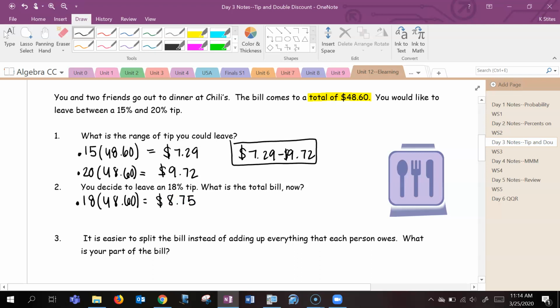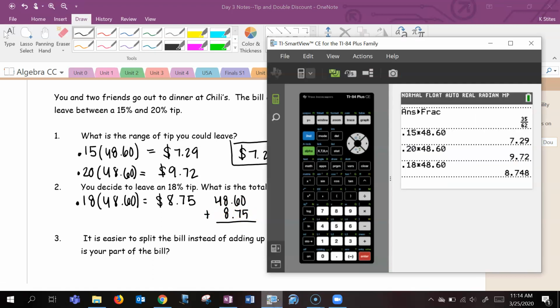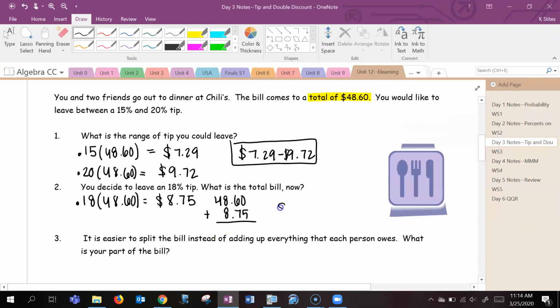All right, so that's just what the tip is. So now you're going to take what your total bill was, and you are going to add the tip on. So 8.75 plus, you bought all that food, those appetizers, those desserts. So your actual total is $57.35.